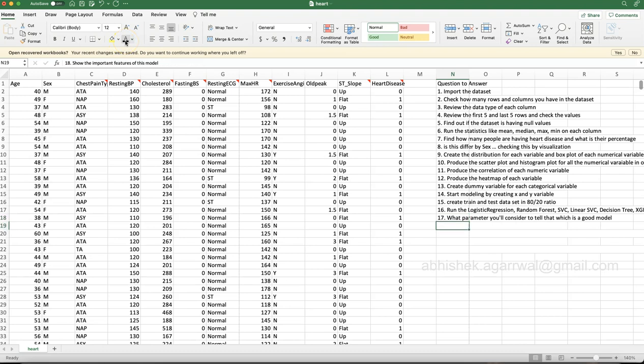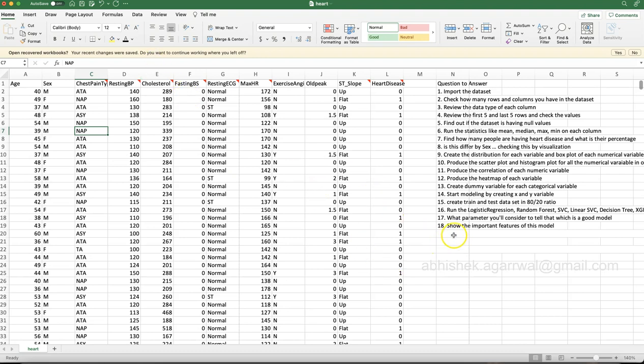Question number 18. Show the important features in the model. That's very important for an audience to know whether resting ECG impacts a lot, whether cholesterol impacts a lot, whether resting BP impacts a lot, whether chest pain type impacts a lot, which variables are really impacting a person's health. So that's something you can identify with the help of these algorithms.